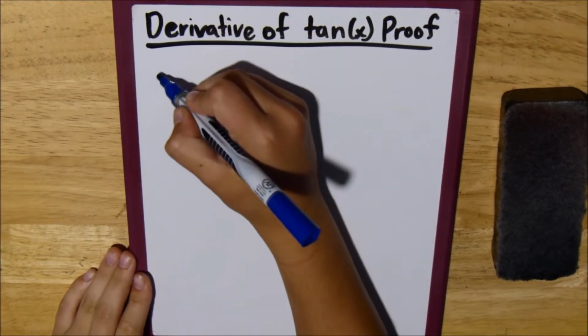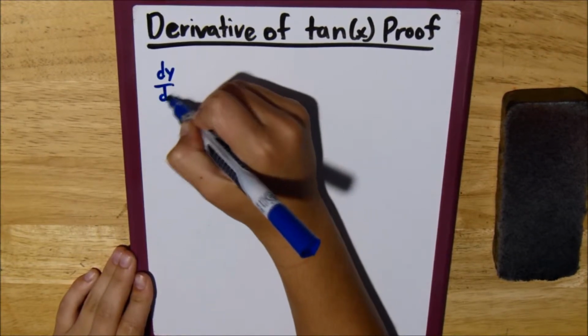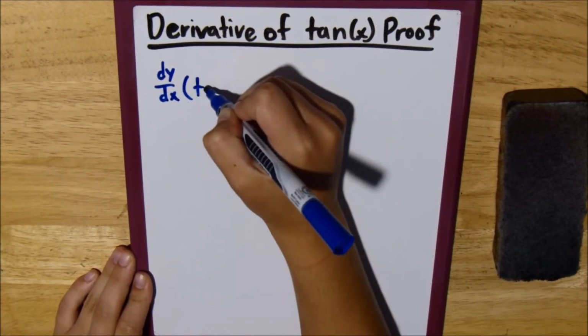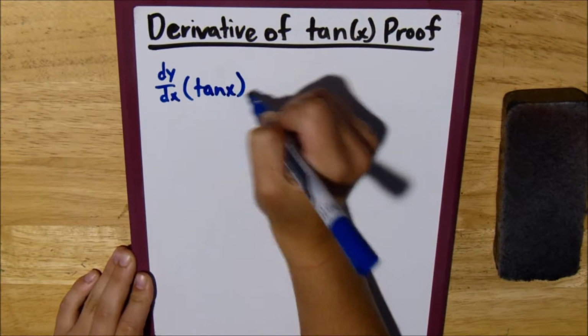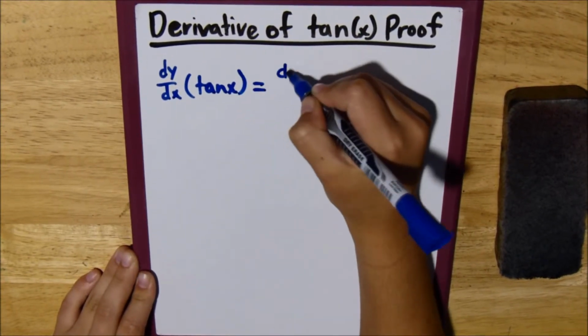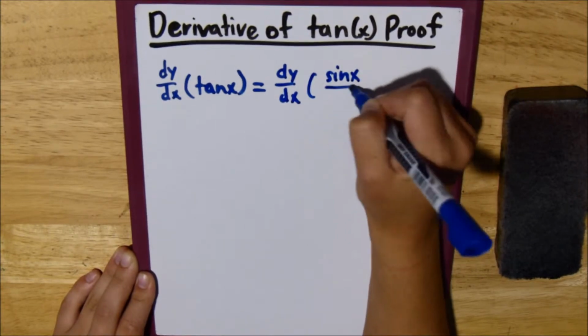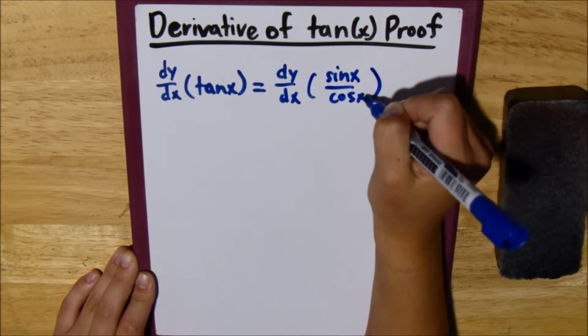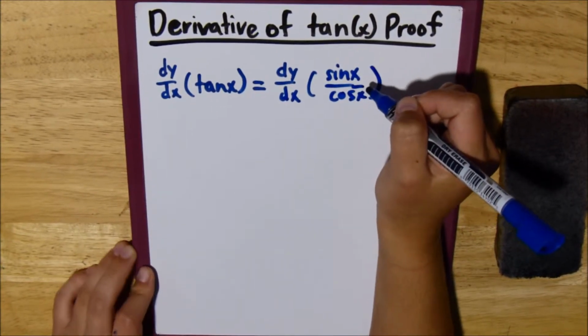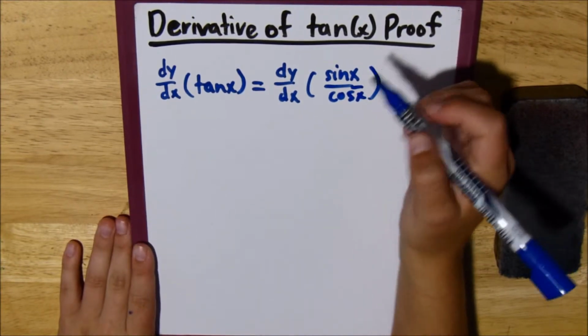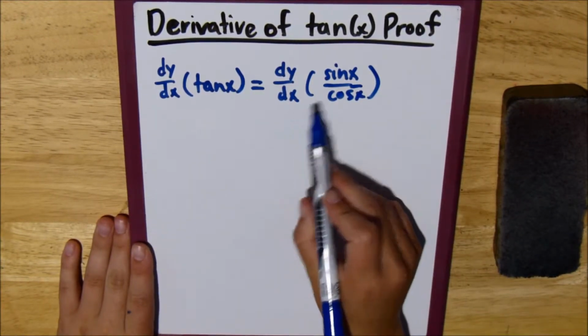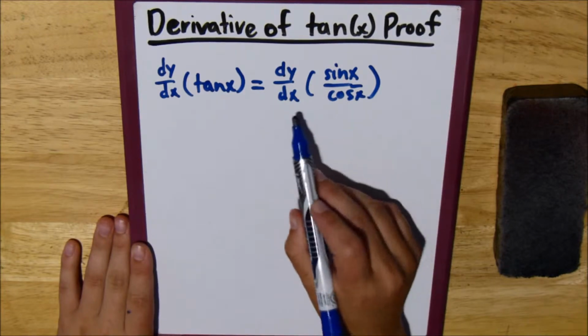So, if we take the derivative of tangent of x, that's going to be the same thing as taking the derivative of sine of x over cosine x, right? This is one of those sine of x, cosine x properties. Okay? So, now we can use the quotient rule to derive this.